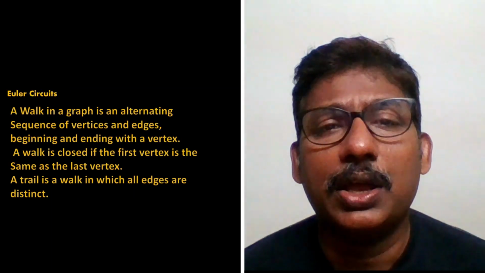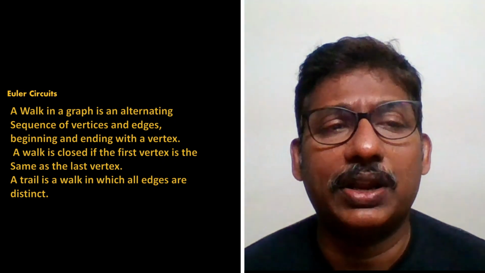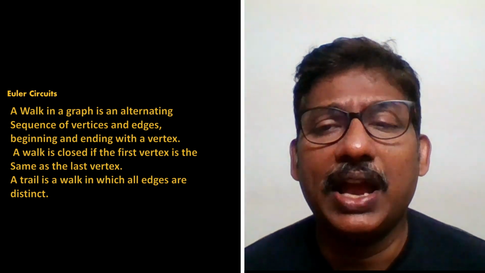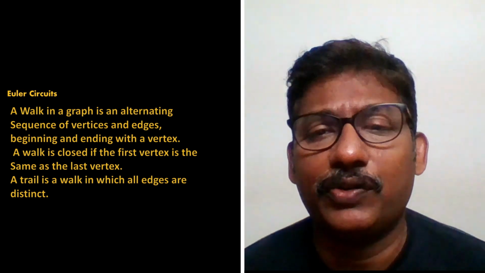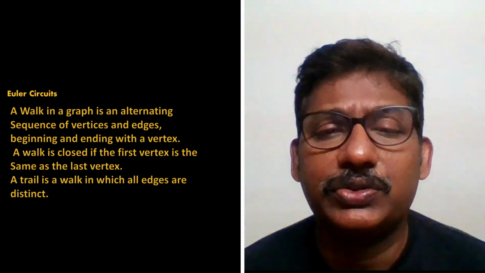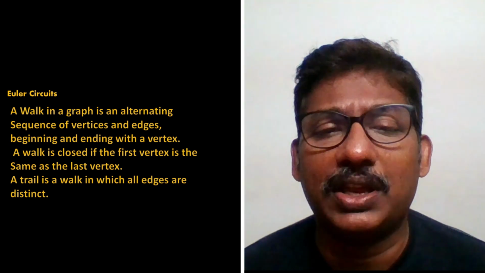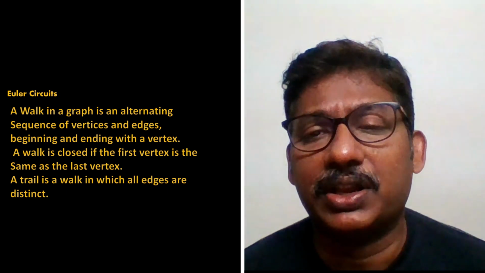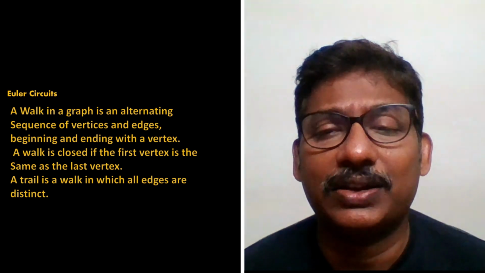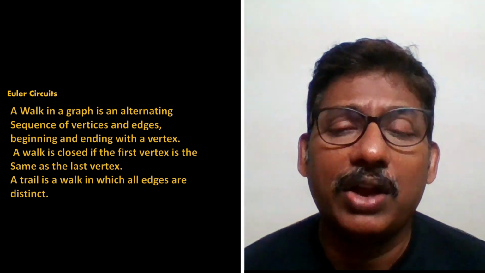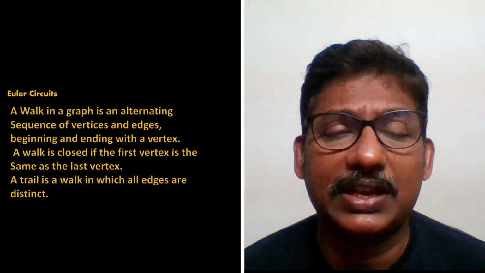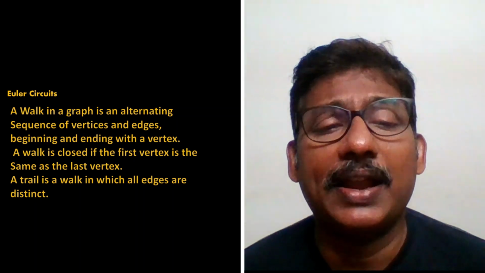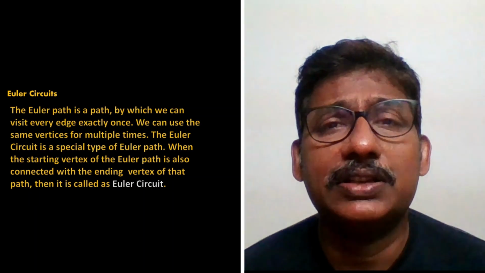A walk in a graph is an alternating sequence of vertices and edges, beginning and ending with the same vertex. That means if you start from a particular vertex, we should end with the same vertex. A walk is closed if the first vertex is the same as the last vertex. So whatever the path is, it's closed. From the first vertex we go to the last vertex, and the first vertex and last vertex should be the same. Then we come to the trail and Euler circuits.